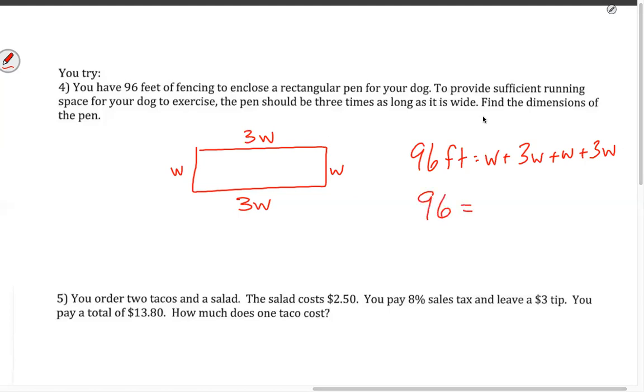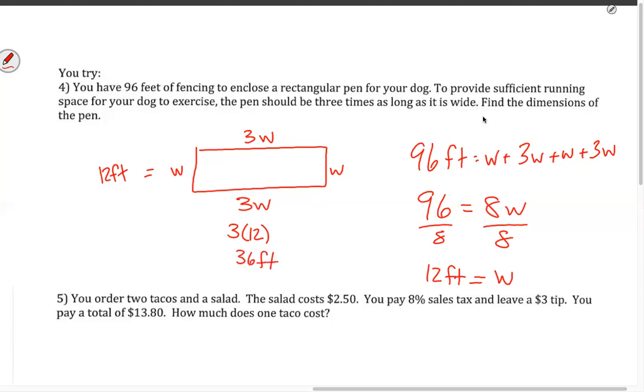So you have 96 equals 8W. And then Louis, divide by 8. Divided by 8, got W equals 12. But here's the thing. It says find the dimensions, Louis. Do you find the other one? You found the width. What's the length? What's 3 times 12? 36 feet.